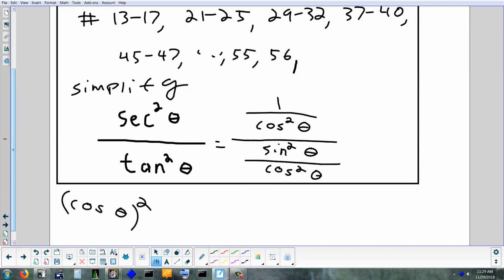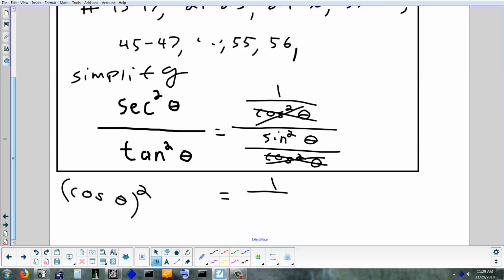What's going to happen when you divide those two fractions? Yep, the cosine squareds cancel, and now you're left with 1 divided by sine squared. Now this isn't a verify, it's a simplify, so we don't really know where to stop. Should we stop there? I think we could go one more step and write this as not a fraction. I think it's always simpler if you can write something not as a fraction than if you have to use a fraction. So what is 1 over sine squared?